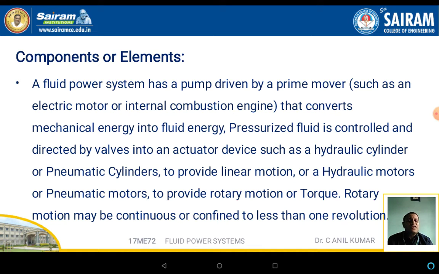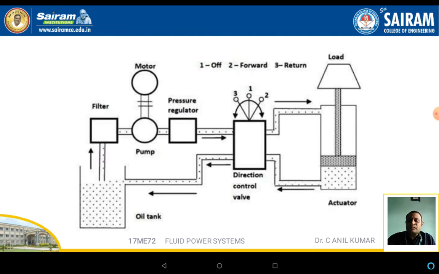The pressurized fluid is controlled and directed by the valve into an actuating device such as a hydraulic cylinder or pneumatic cylinder to provide either linear motion or rotary motion, depending upon the type of application. Even the rotary or linear motion may be continuous or confined, or even partial.